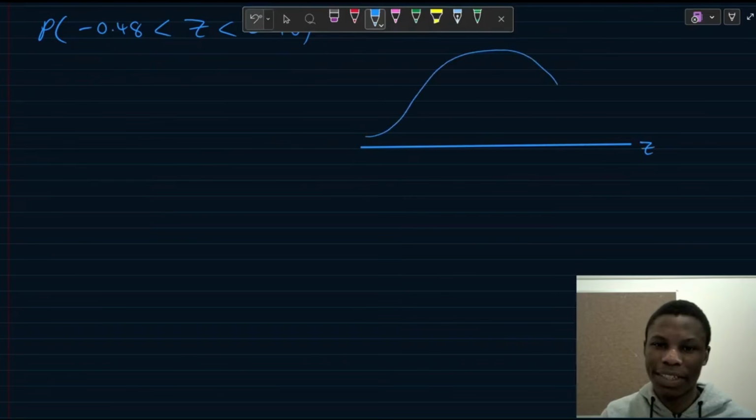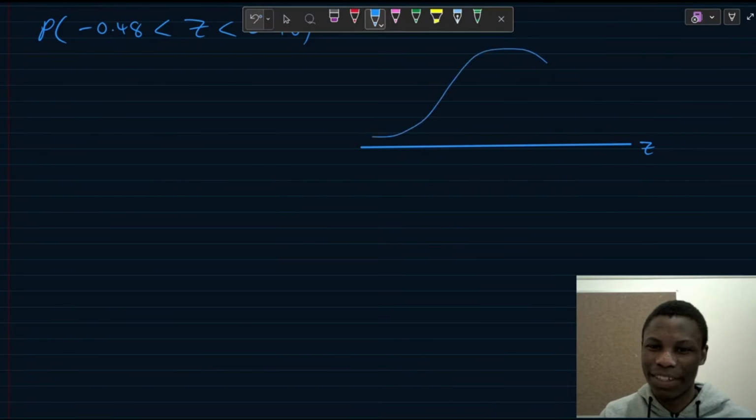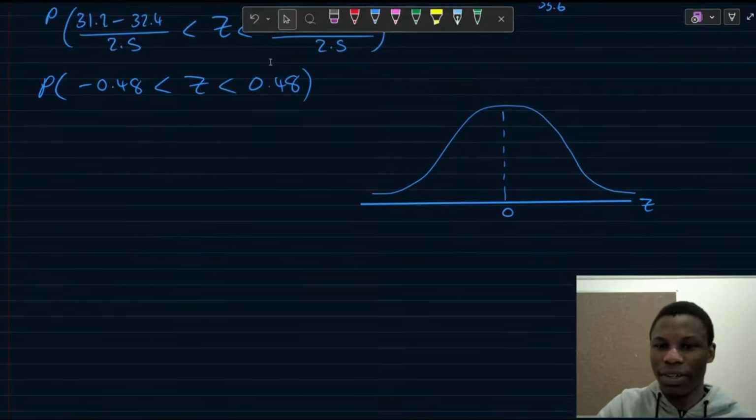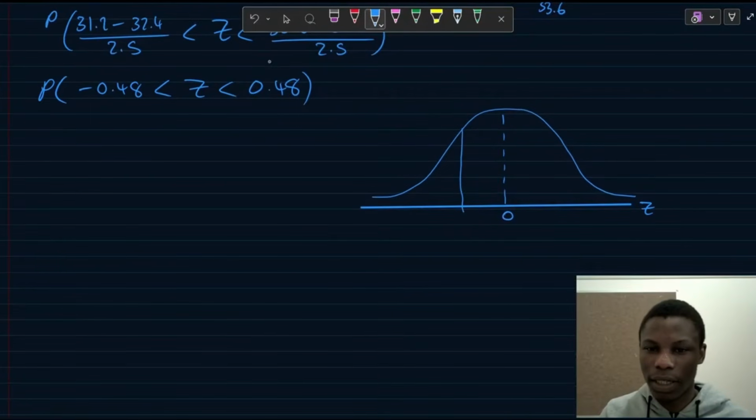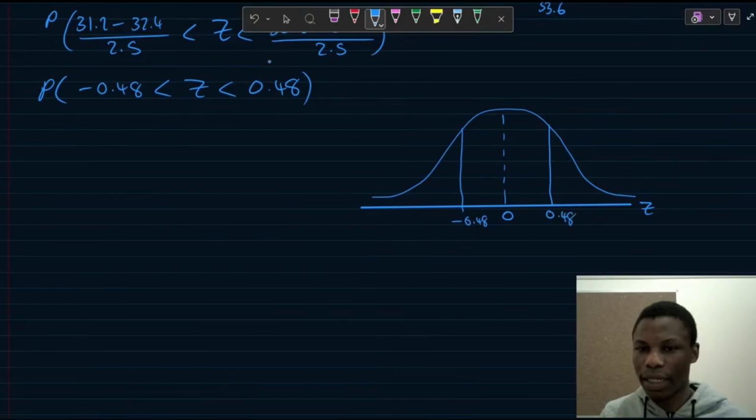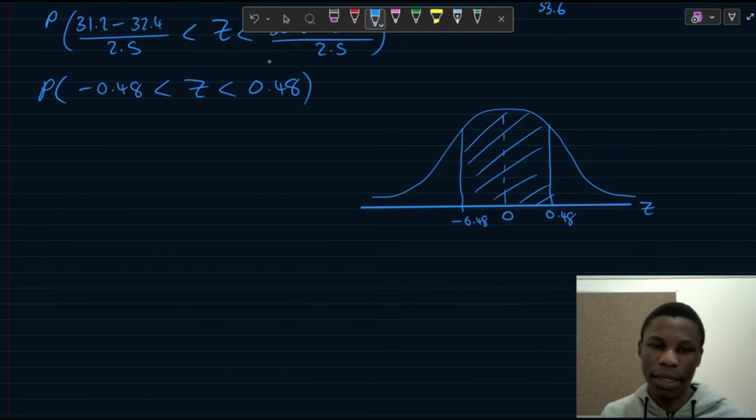Okay. And so if we draw a bell curve here, this is now in terms of Z. The initial one was for our times. Now this bell curve doesn't want to do bell curve things. So now that we've standardized, our mean is 0. And we've got Z being negative 0.48 and Z being positive 0.48. And so that means the area we want here is that area in there.